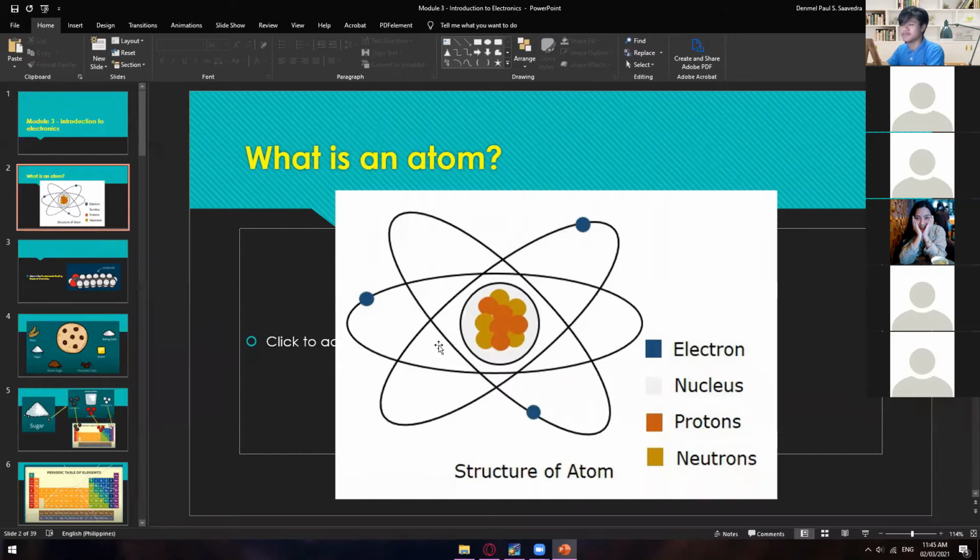But an atom is still composed of four parts. We have here the electron, the nucleus, and then the protons and neutrons. The protons and neutrons are the ones in the middle, the nucleus is maybe the outer part, and the electron is the one that is orbiting these protons and neutrons. Mostly this is what they will show when it comes to an atom, just to give you an idea of where the electron, proton, neutron, and nucleus are.